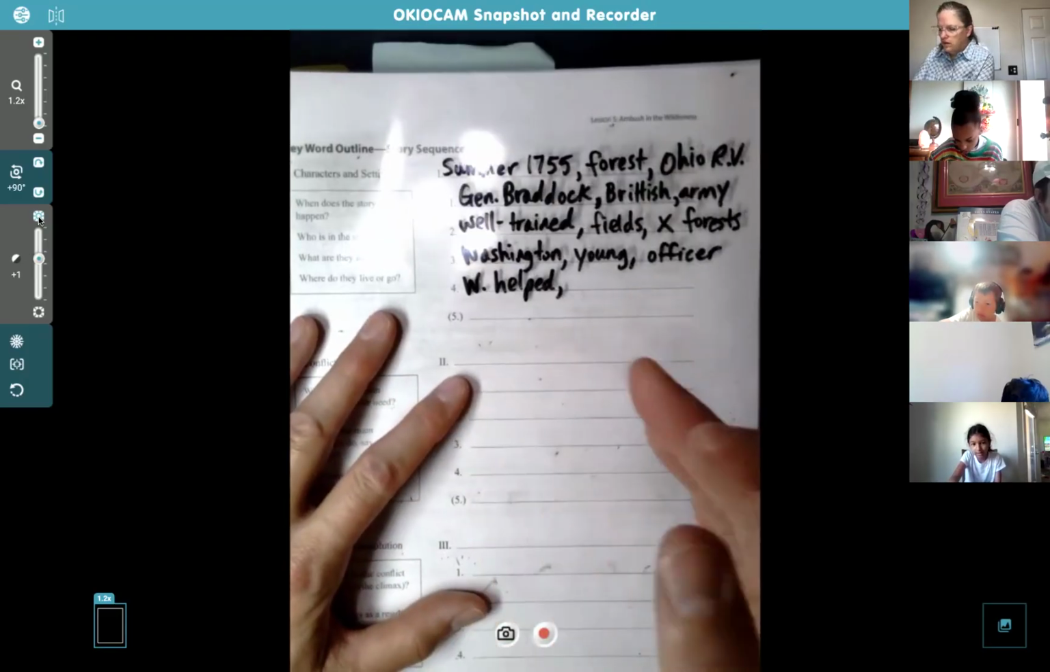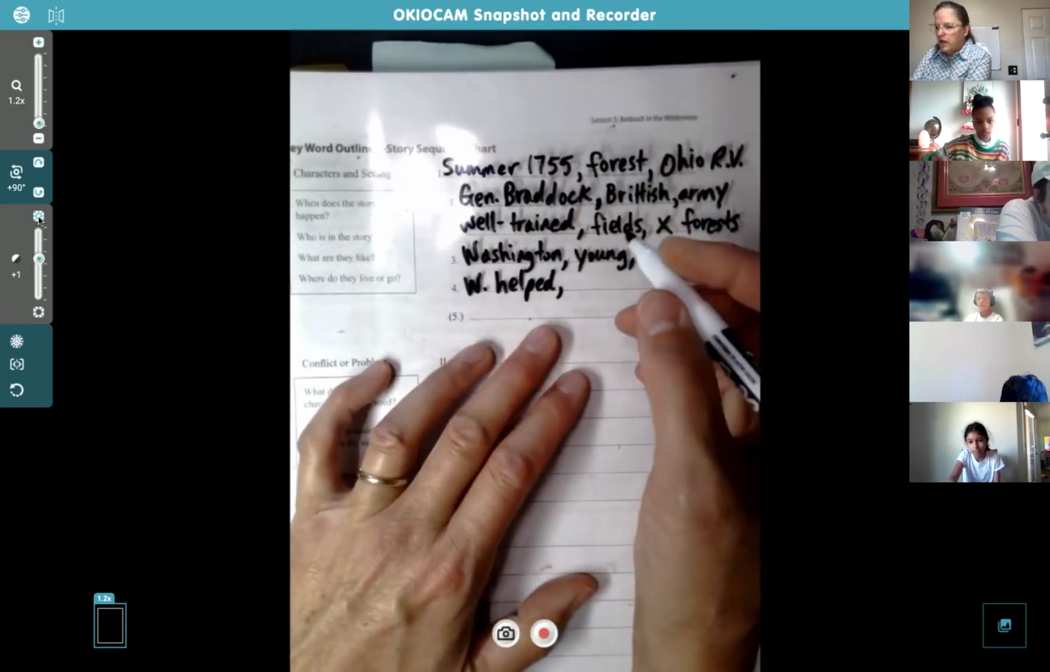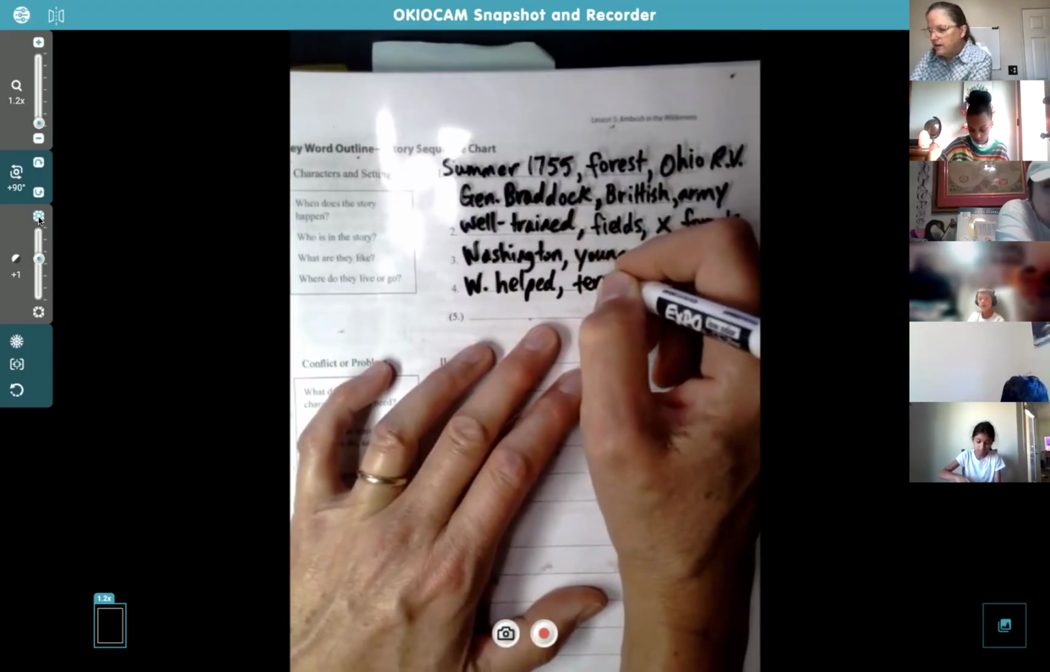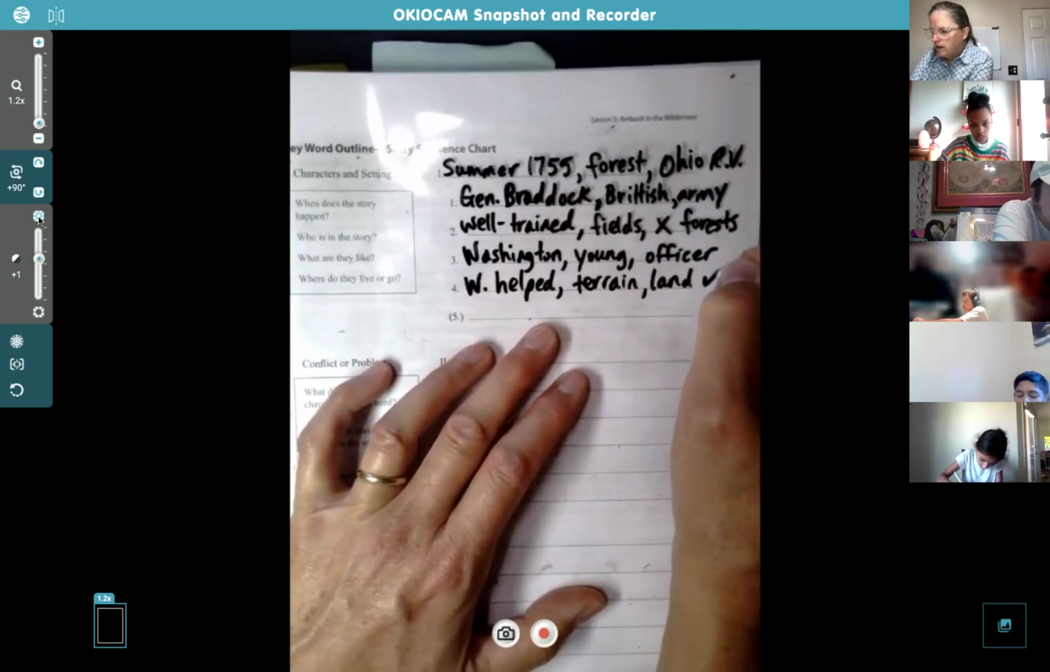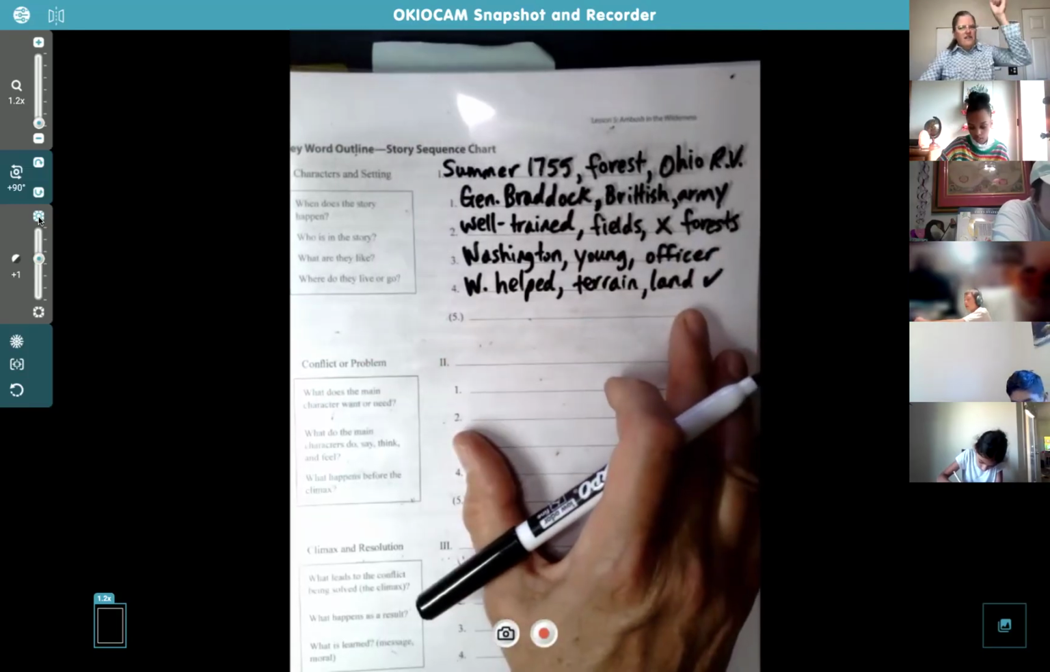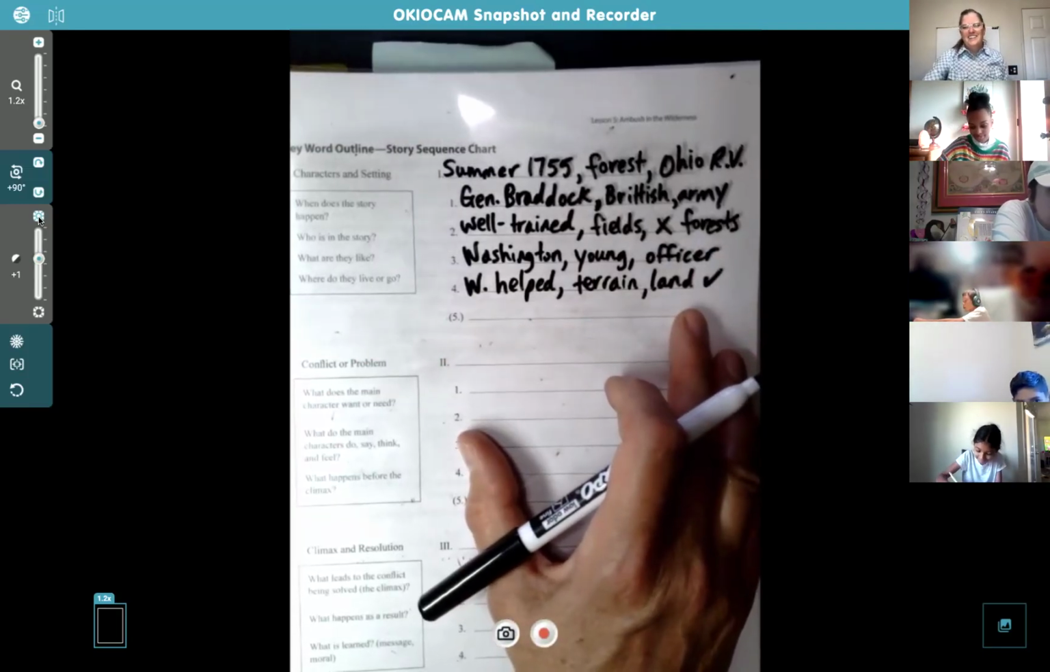Terrain, land, and then a check mark. Oh, yeah, I like that. Good thinking. A check mark meaning check, I know it. That's good. I didn't think of that one. That was a good one. Check, I know about that.